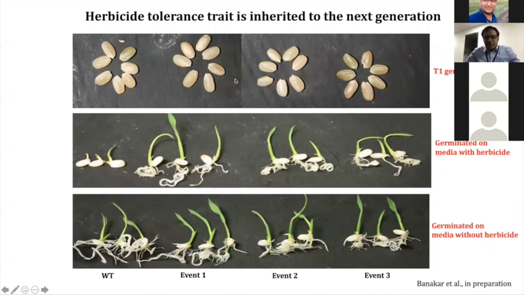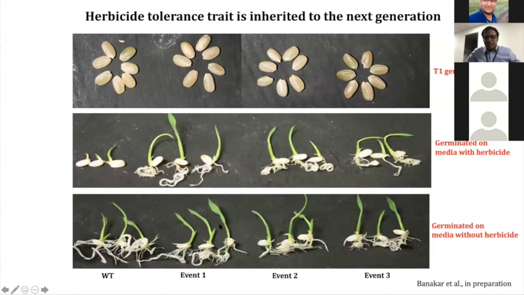Then we tracked these lines in the next generation, and we also showed that these traits are inherited by the next generation, and indeed the HDR events shown here, for example, the second lane, are tolerant to the herbicide, whereas the wild type doesn't germinate on the herbicide-containing media. When there is no herbicide in the media, all the events along with the wild type tend to appear the same.